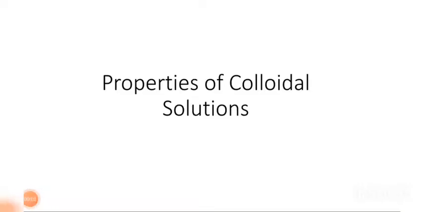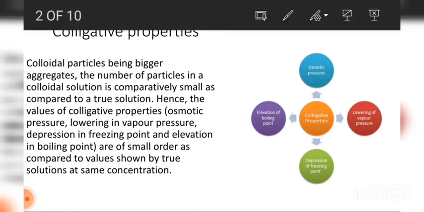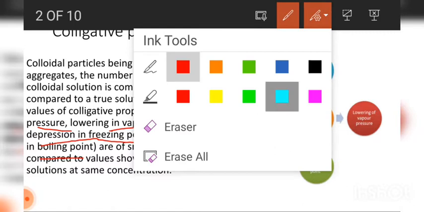In this session we shall look at the properties of colloids. The first one being colligative properties. Colloidal particles being bigger aggregates, the number of particles in a colloidal solution is comparatively small as compared to a true solution. Hence, the values of colligative properties such as osmotic pressure, lowering in vapor pressure, depression in freezing point, and elevation in boiling point are of small order as compared to the values shown by true solutions at same concentrations.